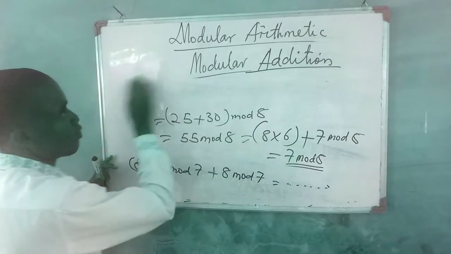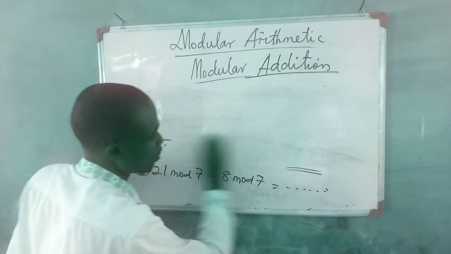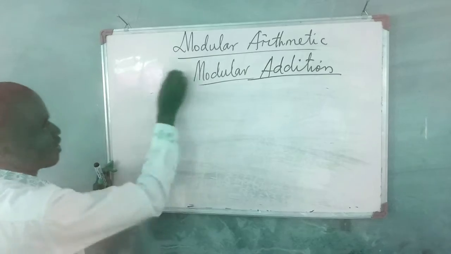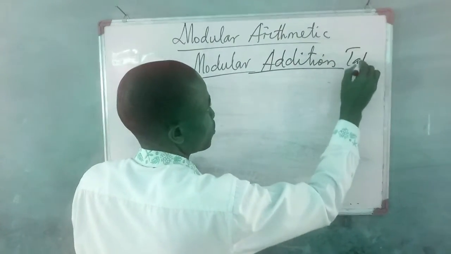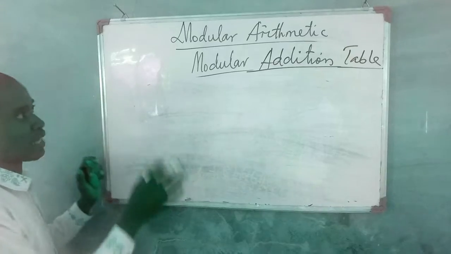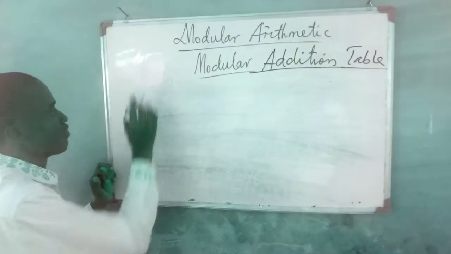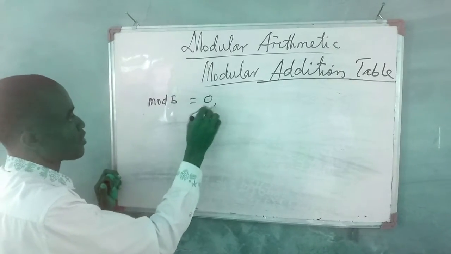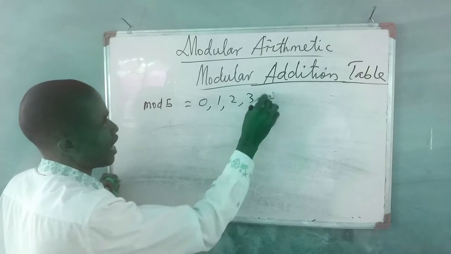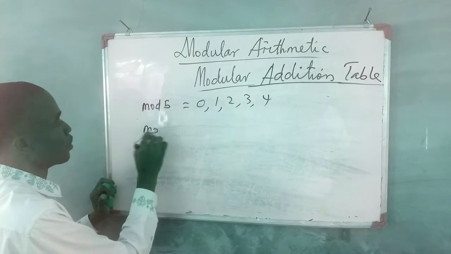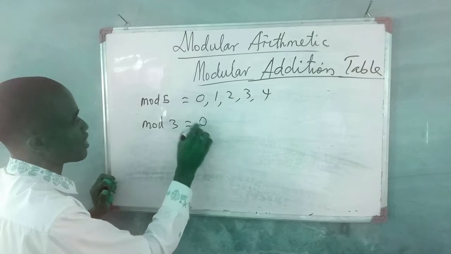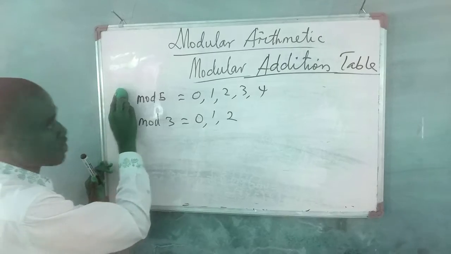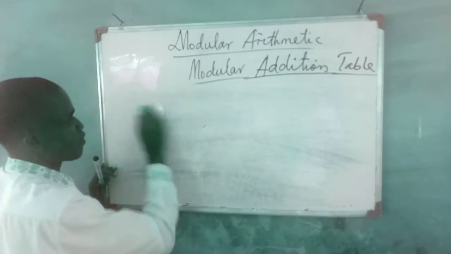modular addition table. We have taken notice of this, very important. All the elements of a particular modulo must be less than that modulo. For example, elements of modulo 5 include 0, 1, 2, 3, and 4. That in modulo 3 include 0, 1, and 2. So in modular addition table, let's take one example quickly.